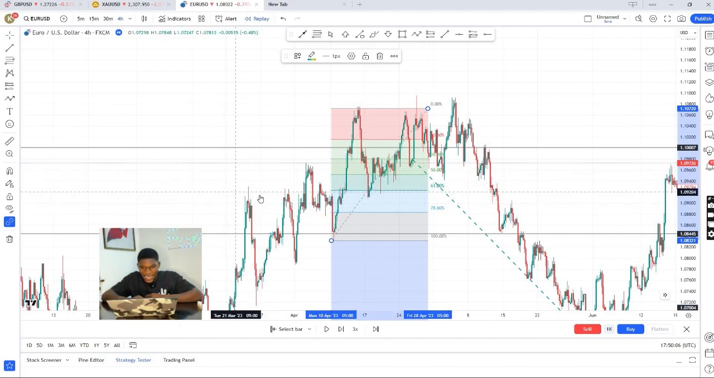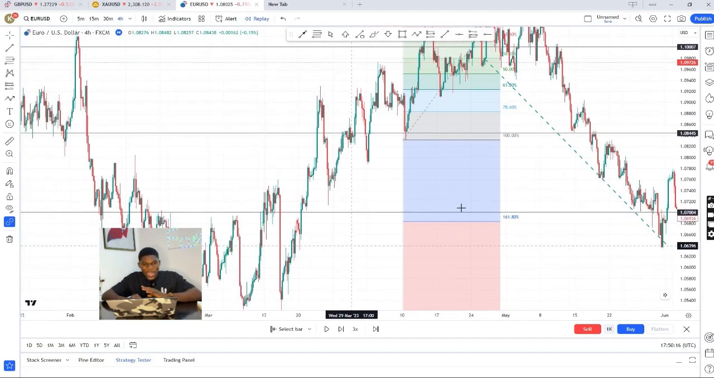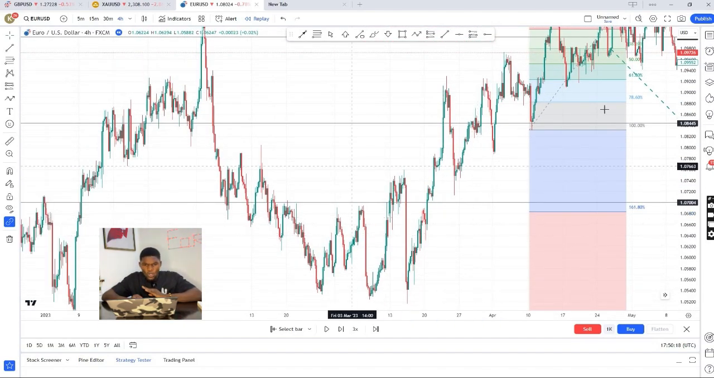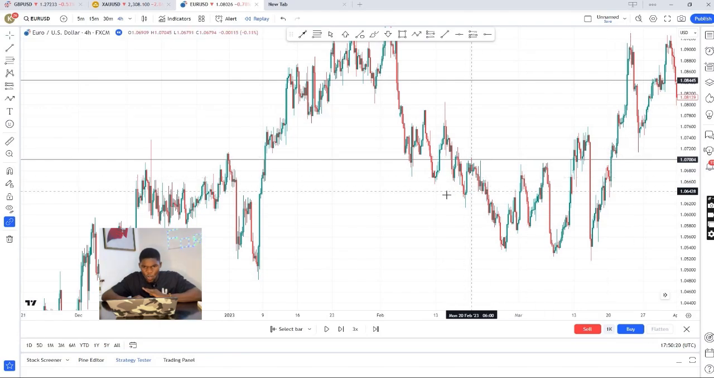Because this place is an area of value. The market has restarted here, retested here. So the market came to this side, then the market went all the way up, started forming a downtrend. Now Fibonacci is actually so nice. It actually works so well.